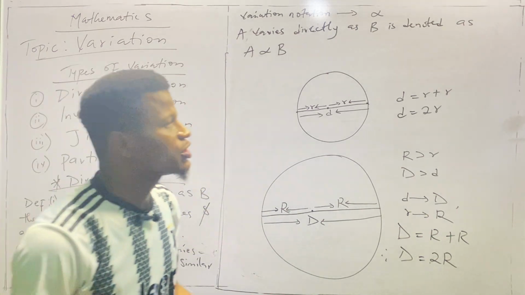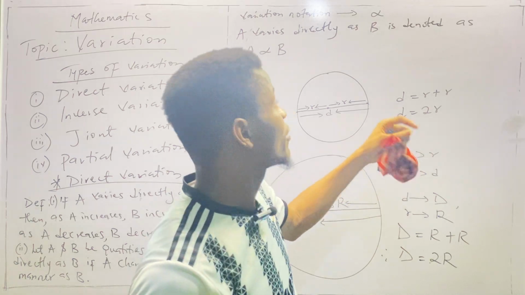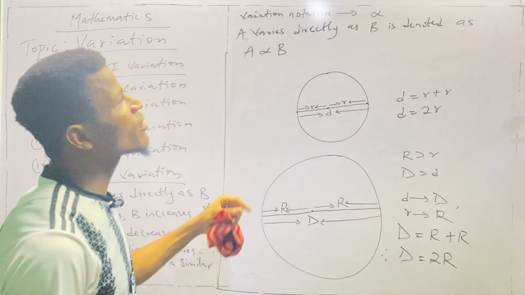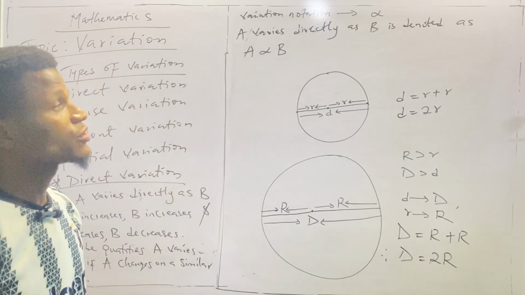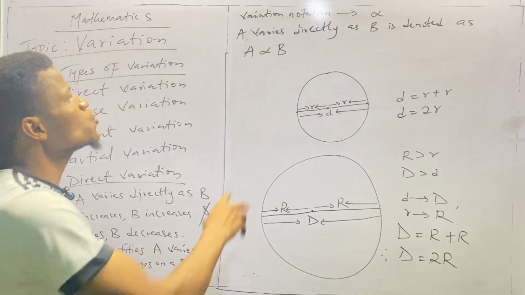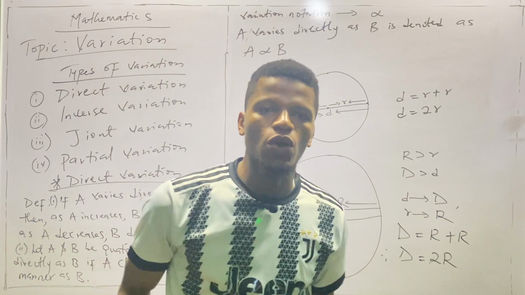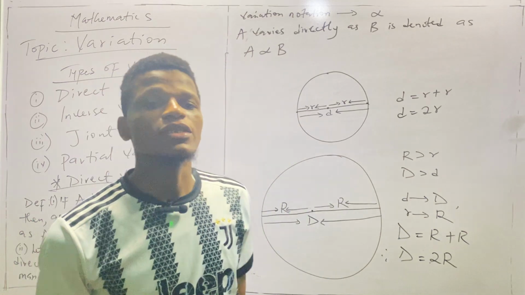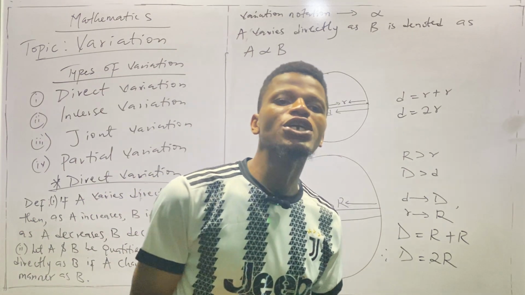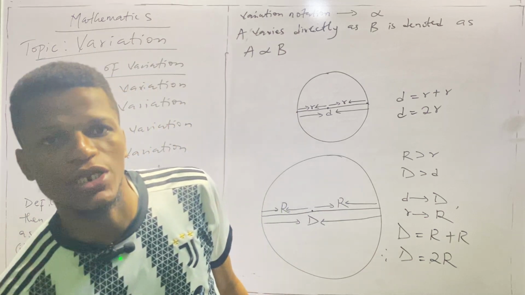So I'm still coming to this because this is a direct variation. I am going to use it to explain this. So A varies directly as B is written like this, all right? Now, that two quantities vary does not mean that they are equal. We only say that two quantities vary when a change in one leads to a change in the other.